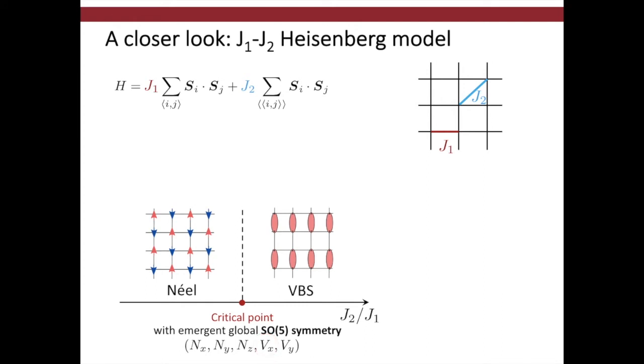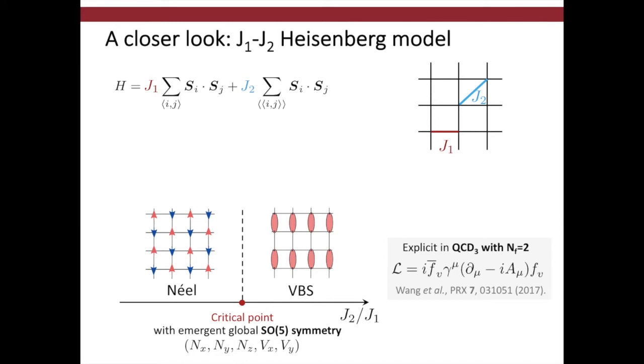There are several likely equivalent descriptions of this critical point. In the interest of time, however, let me only point out the one shown here, which involves 2 Dirac fermions, Fv, in 2+1 dimensions, coupled to an SU2 gauge field A mu. I emphasize this description as it exhibits the SO5 symmetry as an explicit symmetry, and since we will come back to it multiple times during this talk.